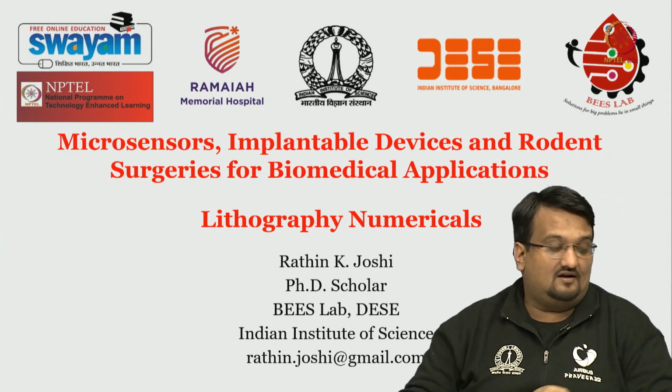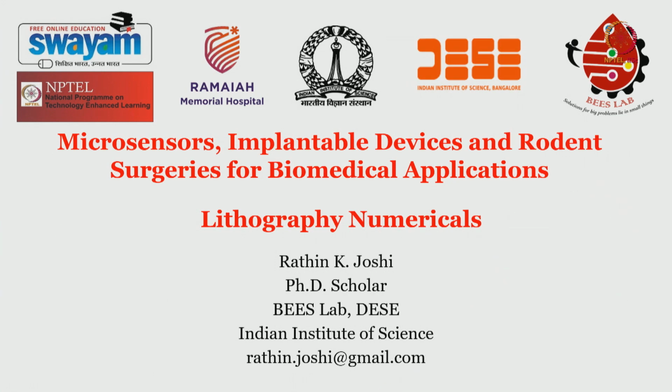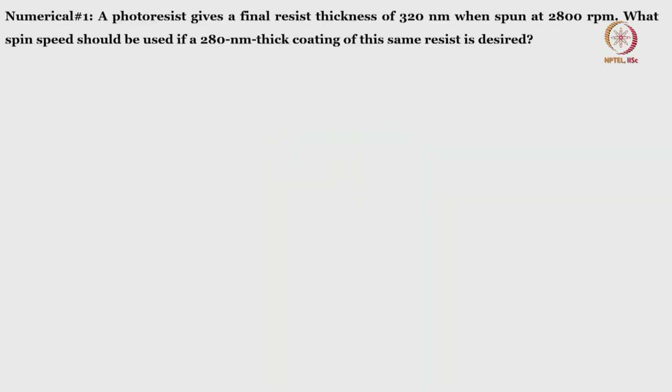So, let us start the session. If you can see my screen, we will see the first numerical. The problem statement says a photoresist gives a final thickness of 320 nanometer when spun at 2800 rpm. What spin speed should be used if a 280 nanometer coating of this same resist is desired?